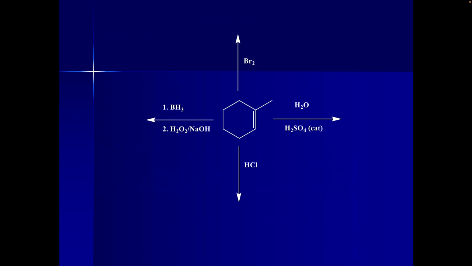So, I want you all, for the next 10 minutes, to break up into groups and work out that little roadmap. You're going to take this alkene, add bromine across the carbon-carbon double bond, do acid catalyzed hydration, do hydroboration oxidation, and add HCl. Show me what you come up with.